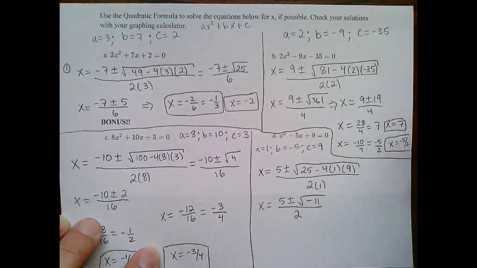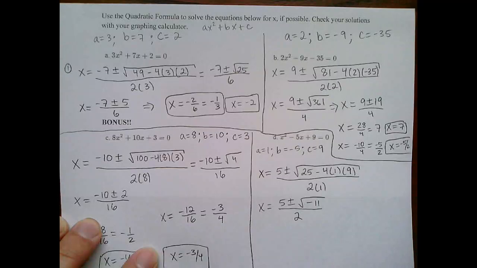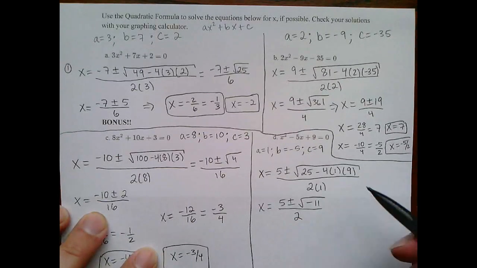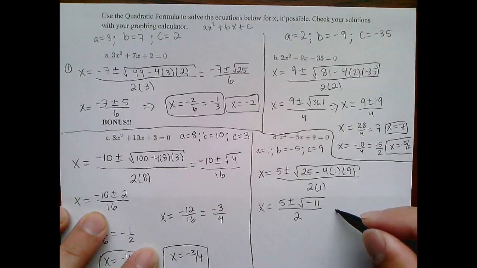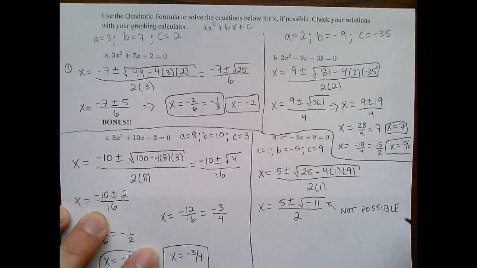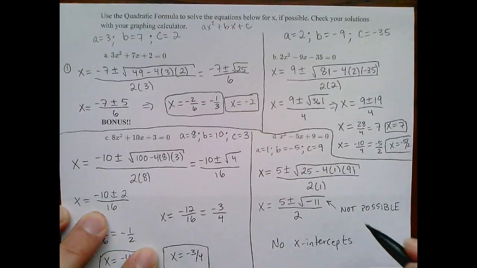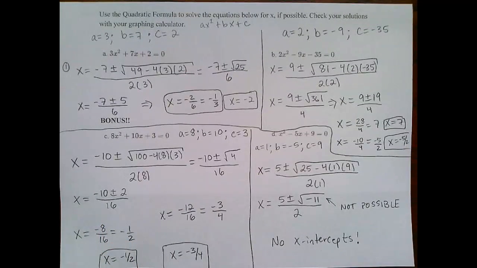But how would you simplify this? Is there a square root of negative 11? Well, no, you can't take the square root of negative numbers. So in this case, you wouldn't be able to do this. So this square root of negative 11, I guess you could say, is not possible. What does that mean about the solutions or the x-intercepts? It means there are no x-intercepts. If you can't calculate a final answer for a numerical value, then that means there won't be any.